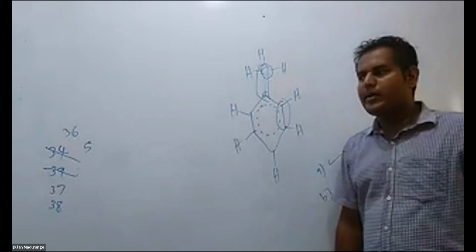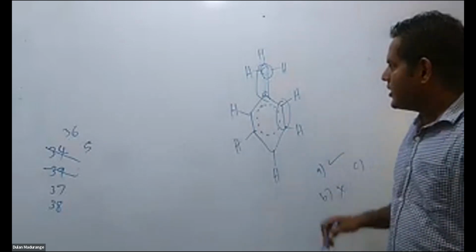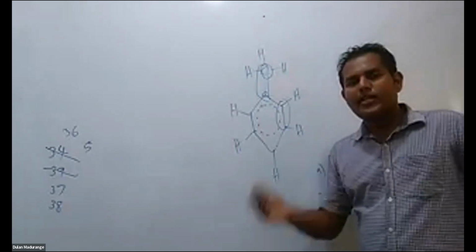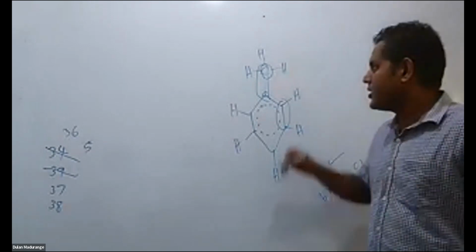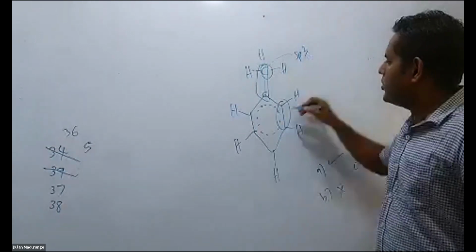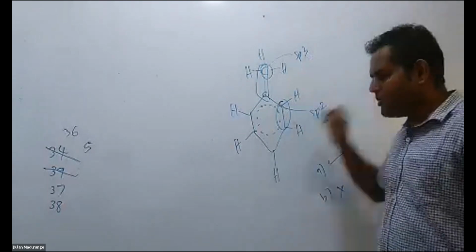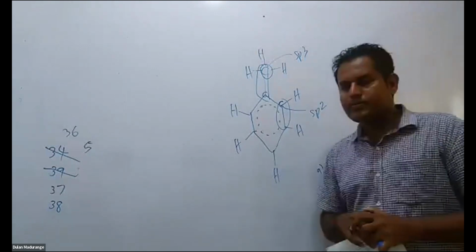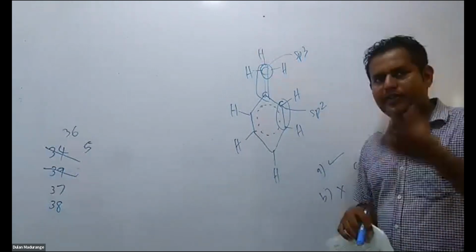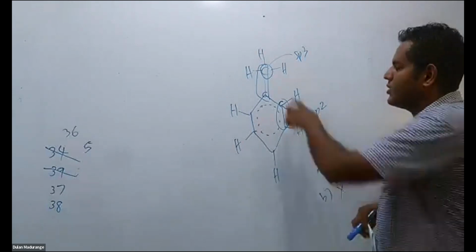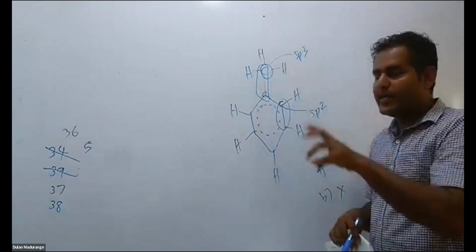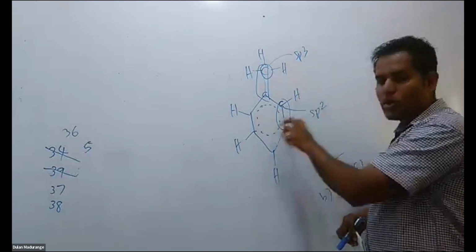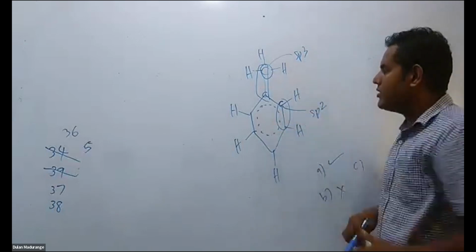Even though they are single bonds, the bond length will depend on the hybridization of carbon. You know this carbon is sp3 hybridized, and this carbon is sp2 hybridized. If you remember, higher the s character, shorter the bond. The s character here is 25%, while here the s character is 33%. Then higher the s character, shorter the bond length. Right? The CH bond length will decrease.